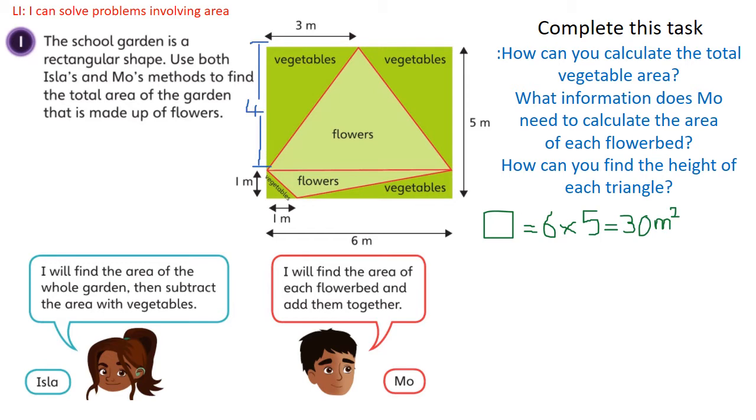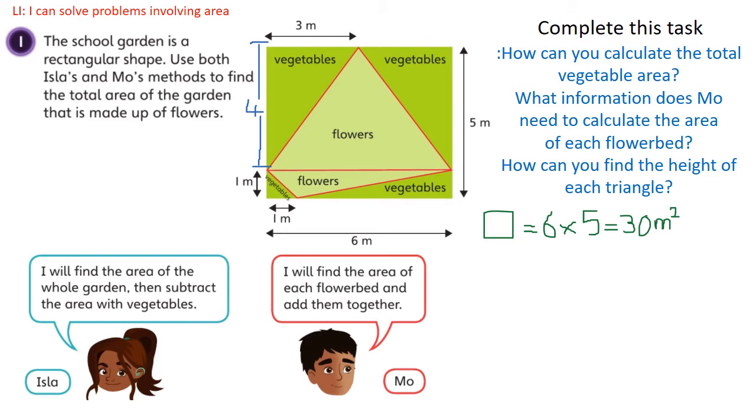Then look at our two vegetable beds at the top. So we know that this distance is going to be 4 meters. How did I do that? Well, I know the whole width is 5 meters, and I know the bit at the bottom, that small vegetable bed, is a meter. So 5 take away 1 is 4. So that length there that I've marked on the screen must be 4.